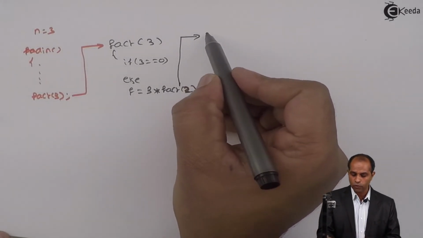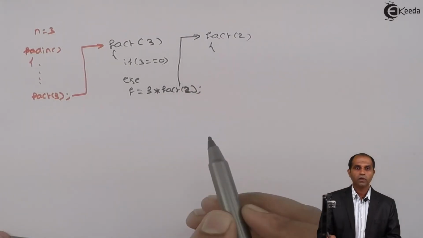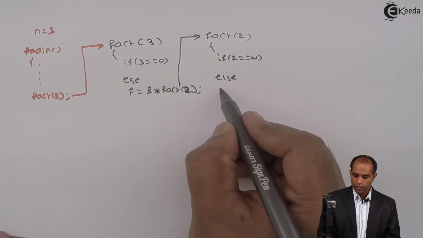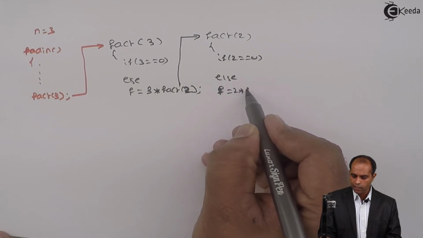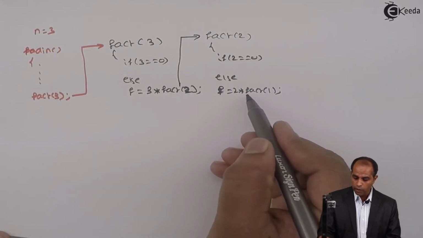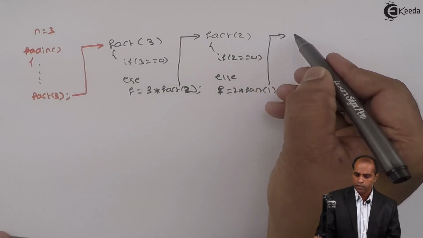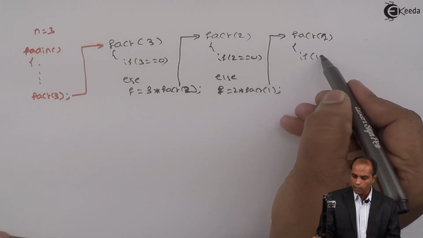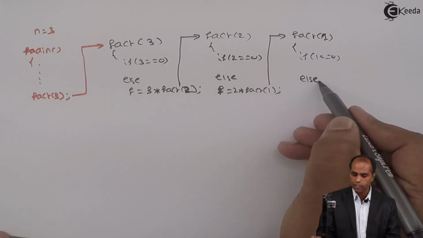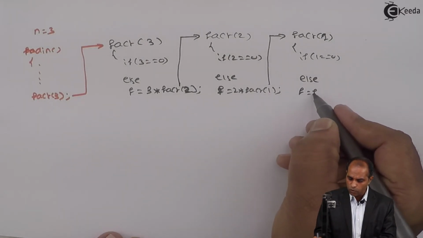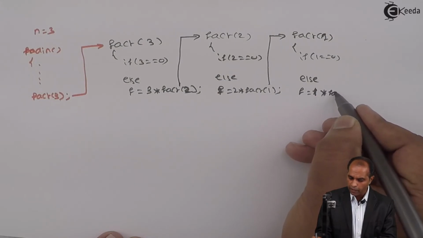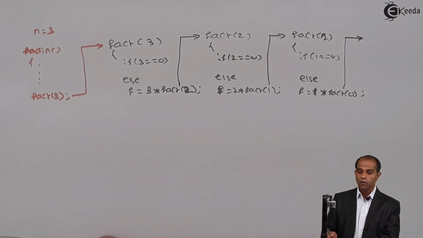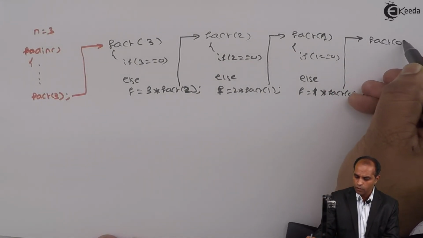So it gives a call to fact of 2. If 2 equals 0, no, so again going to the else part, it says f equals 2 asterisk fact of 1. It is yet to multiply; it will go in the middle of this and then say fact of 1. You'll say if 1 equals 0, no, so again going to the else part. In this else part you'll say f equals 1 asterisk fact of 0. Now finally a function gets opened up with fact value as fact of 0.